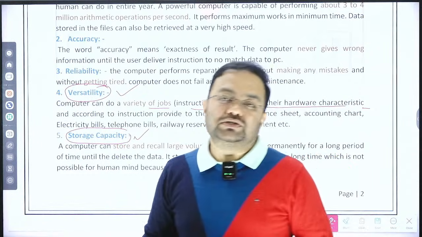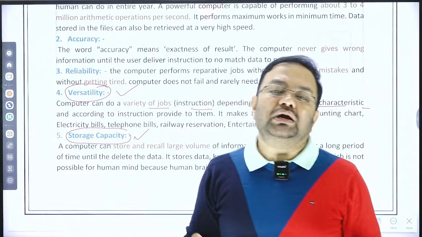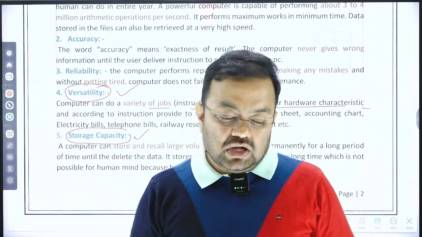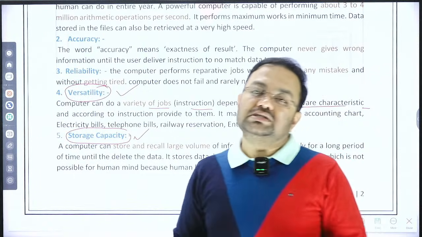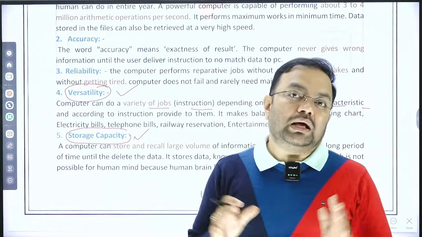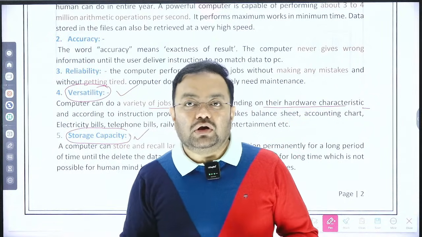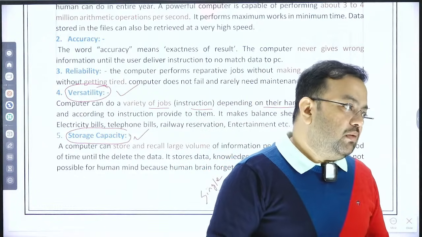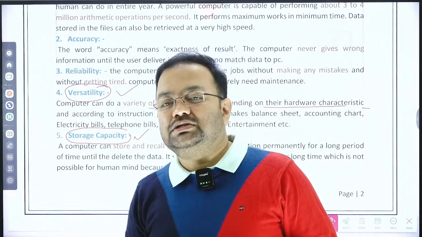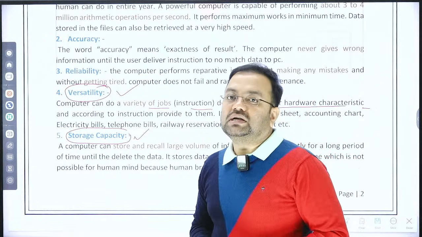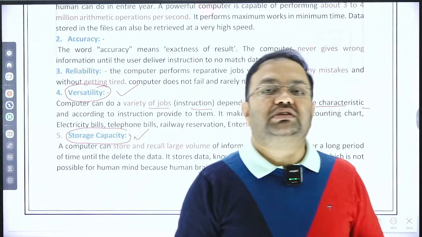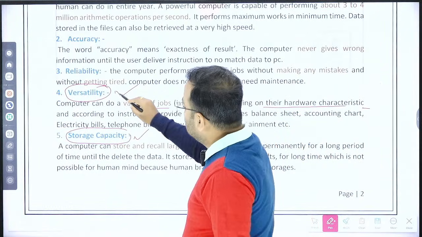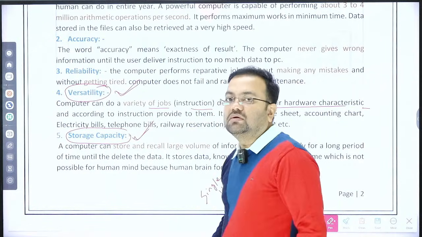Storage capacity means we can store a large volume of data permanently for a long period of time in the computer system, which is not possible in the case of a calculator. A calculator can keep a few results, but not a large volume of data like 1 terabyte, 1 petabyte, or 1 exabyte. It is not possible in a calculator, but it is possible in a computer system. And the second characteristic is versatility. Versatility means multitasking functionality parallelly at a time. So these two characteristics specifically define the difference between the computer and calculator.